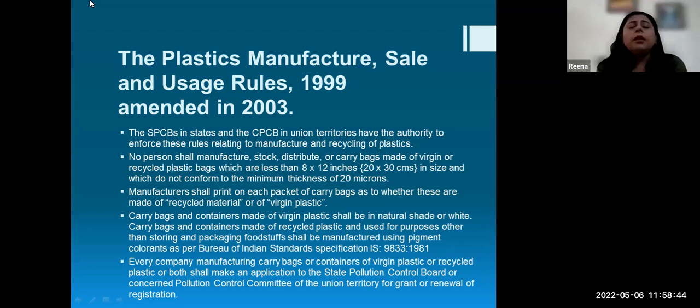And then the manufacturer shall print on each packet whether it is recyclable or virgin plastic. That's why if you see any kind of plastic packaging material, you will see a triangle with a numeral from 1 to 7 in it, mentioning what kind of plastic it is. If it is 5, it is polypropylene. If it is 6, it is PS. If it is 2, it is a PET bottle. So all these 7 categories of plastic have different numbers and different utilization.